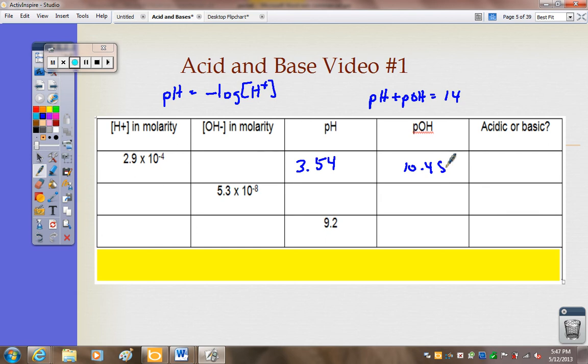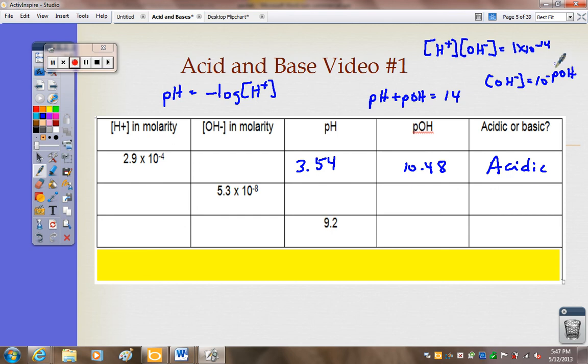Now we know low pHs or high pOHs are acidic. So we can put in that this is acidic. To find the OH- concentration, we have some choices. We can use the H+ ion times the OH- ion is equal to 1 times 10 to the negative 14th. But we can also just as easily do the reverse of this formula, so that OH- ion concentration is equal to 10 to the negative pOH, which is what I'm going to do now.